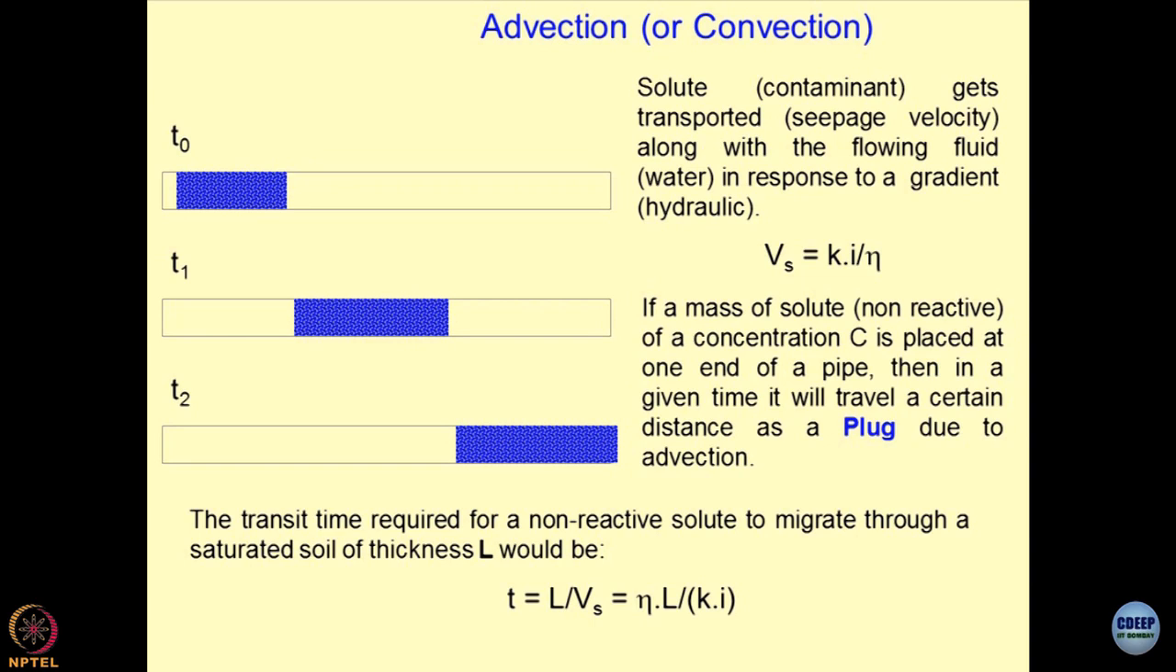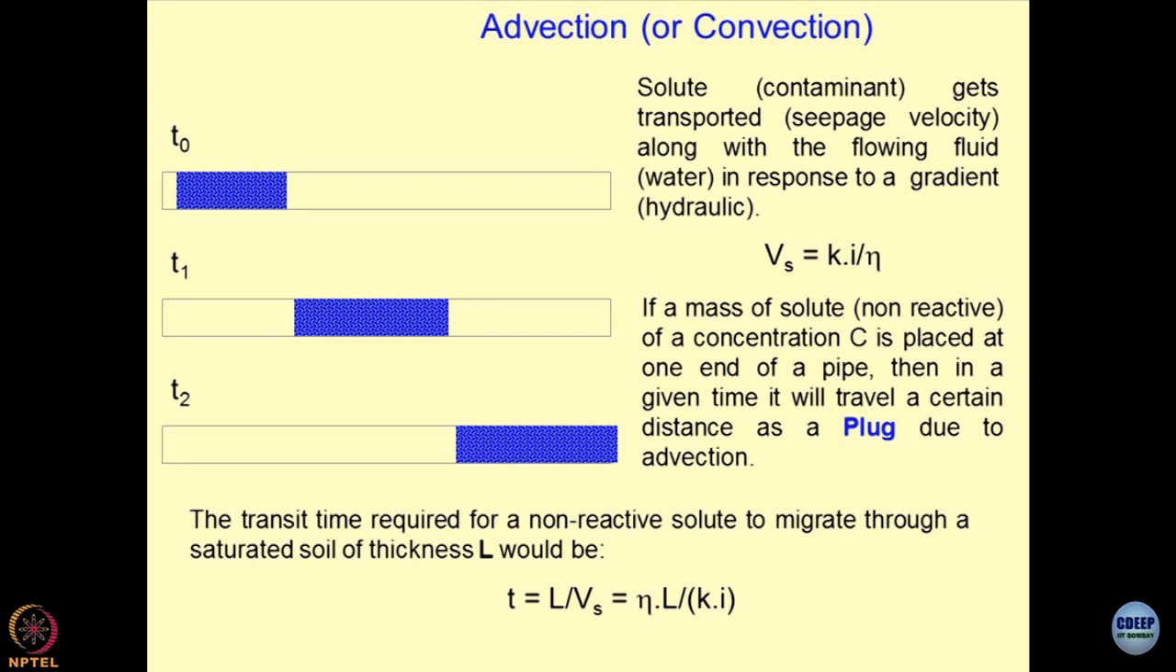So under these circumstances, the entire concentration simply moves from one point to another without reacting with the porous media and without getting decayed, changed, or altered. Now if these conditions are valid, this contaminant transport is known as advective contaminant transport. And then I can find out the relationship between the time and the seepage velocity. So if I want to find out the time required for this plug of contaminant to travel from one point to another, I can use this relationship.